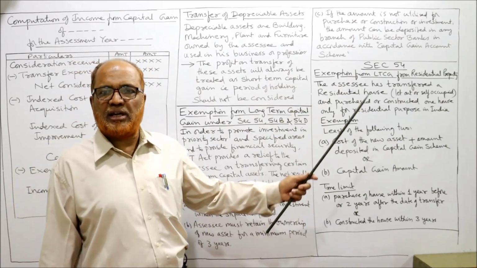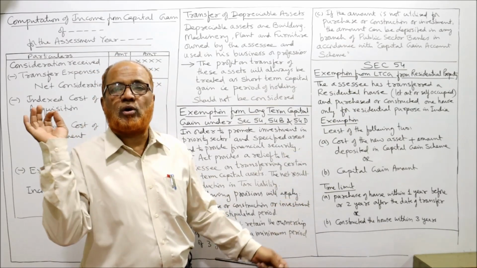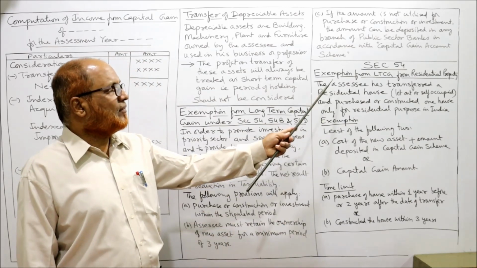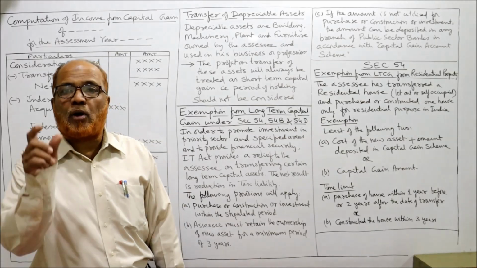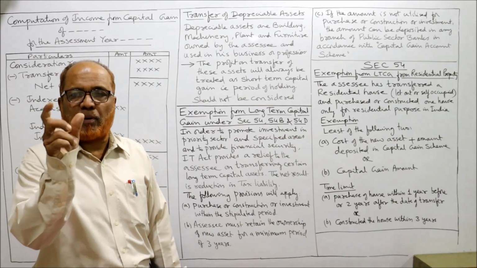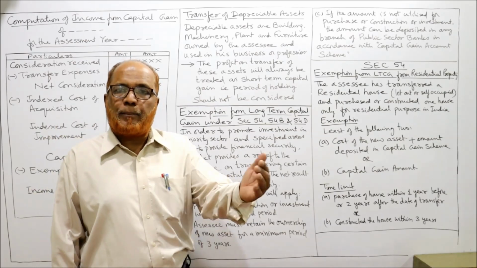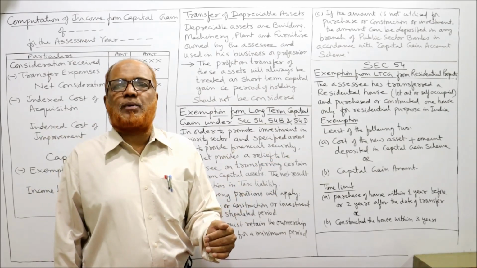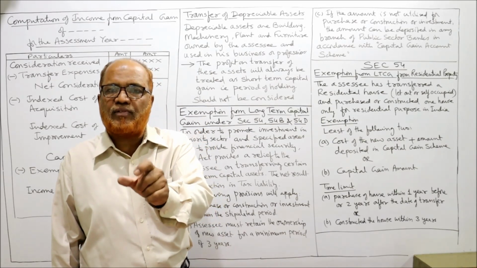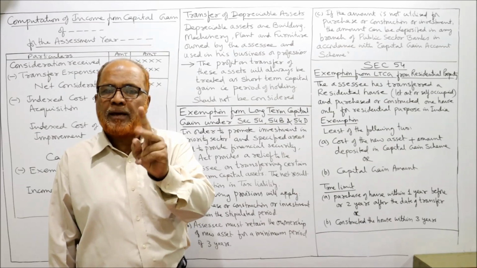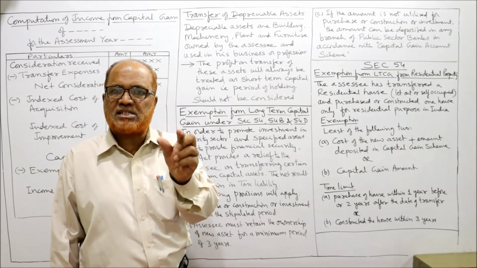The first exemption is under section 54. Now concentrate here, because these provisions we have to apply in the coming problems. Section 54: exemption from long-term capital gain from residential property. Remember the words residential property. If an SSC has sold a residential property and purchased a new residential property within the stipulated period, he will get exemption under section 54. So 2 points you have to remember: selling the residential property and purchasing the residential property within the stipulated period.